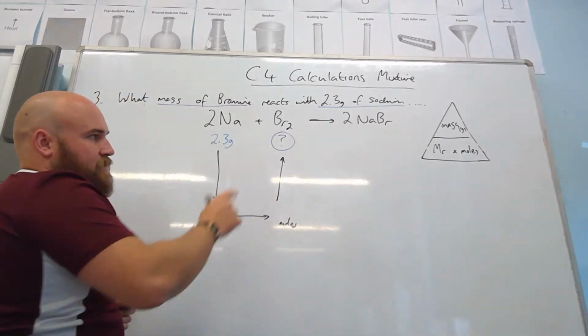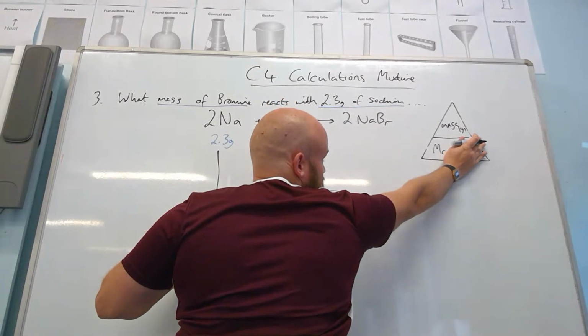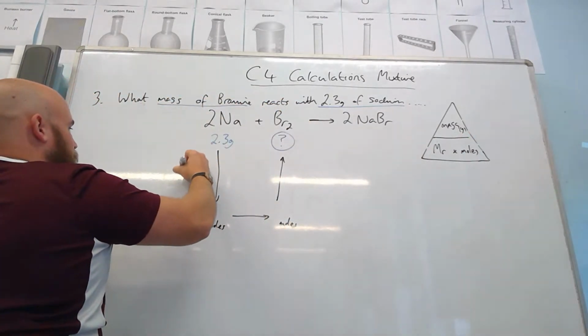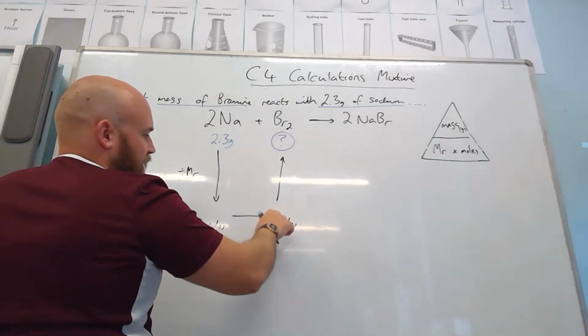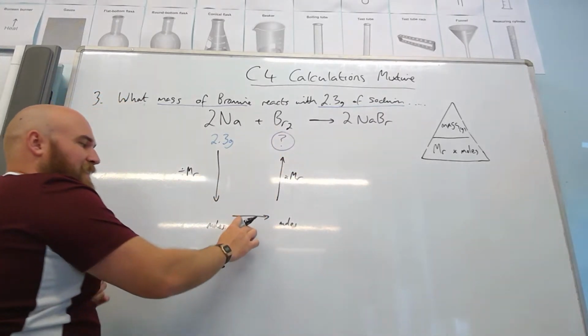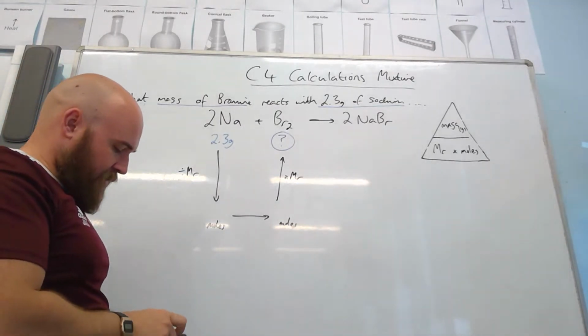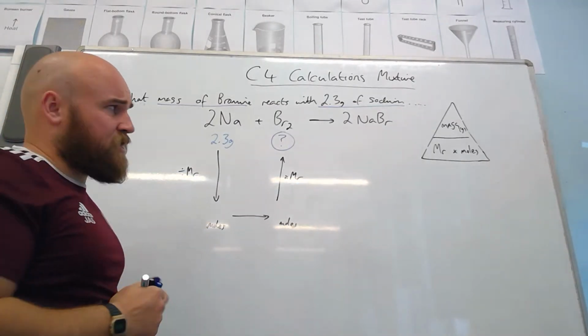Well, how do you do that? Go over to our triangle. To turn mass into moles, so cover moles, you divide by Mr. On this side, we're going to go back up to grams, so you're going to times by Mr. And this bit here is the ratio of the reactants, or the 2 species that you're looking at.